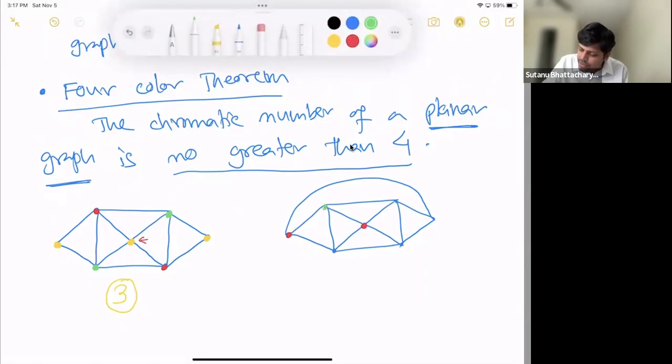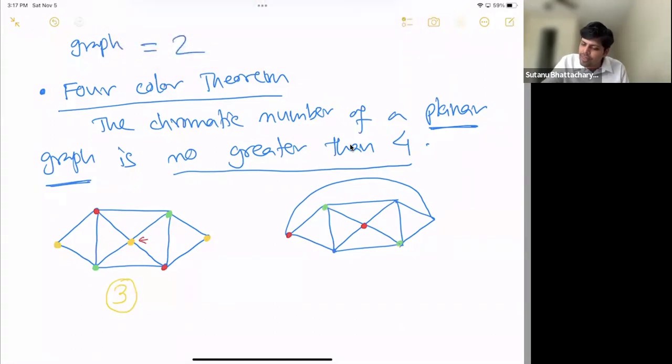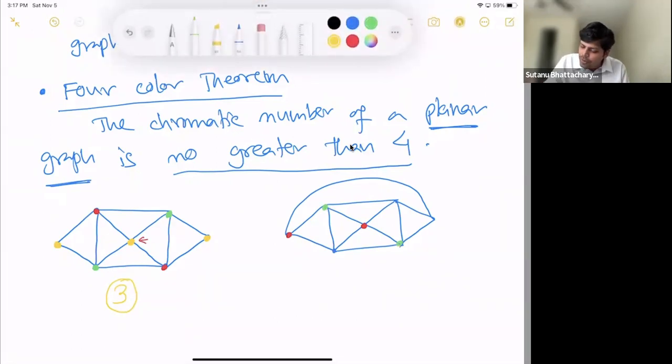Okay, then use green. We can use this one green. If it is green, we can make it also green. Anything else that we can make green? No. Then let's use yellow. Use yellow, this one, yellow, this one. Anything else? No. So we need another color.